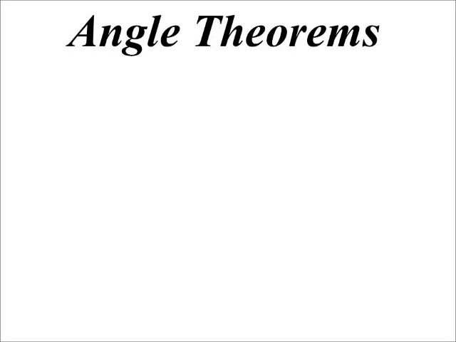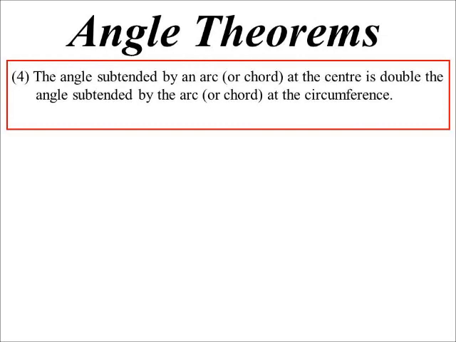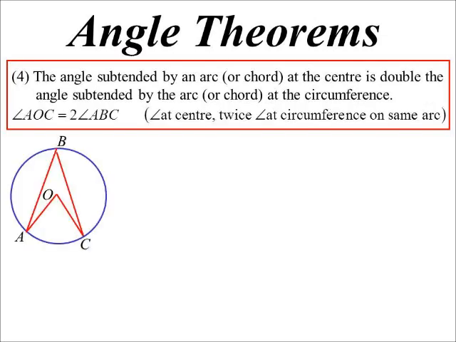So our next set of theorems are all to do with angles. The first one, the one we sort of looked at yesterday in our definitions: the angle subtended by an arc or a chord at the centre is double the angle subtended by the arc or the chord at the circumference. There's our diagram. So AOC is twice ABC.